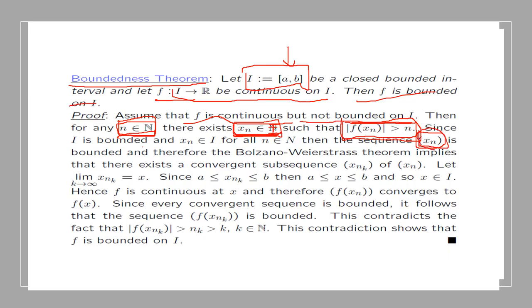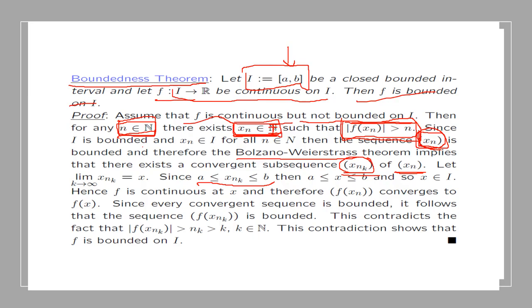Now, since the sequence xn is bounded, the Bolzano-Weierstrass Theorem tells me that this sequence xn has a convergent subsequence, which I'll call xnk. Since xnk is a subsequence of xn and xn is bounded, xnk is also bounded. In particular, since each xn lies between a and b, each xnk will also lie between a and b.